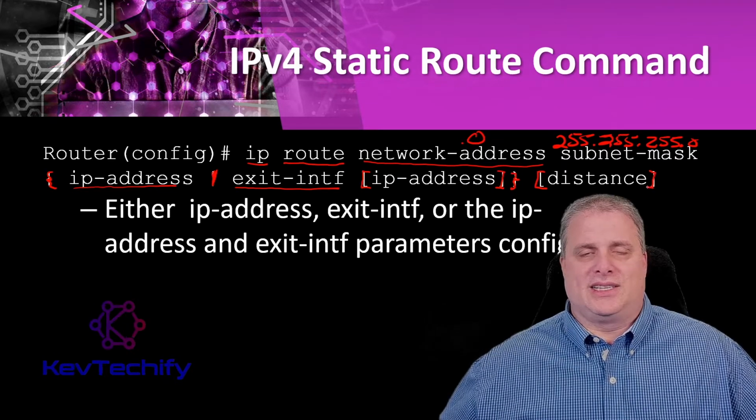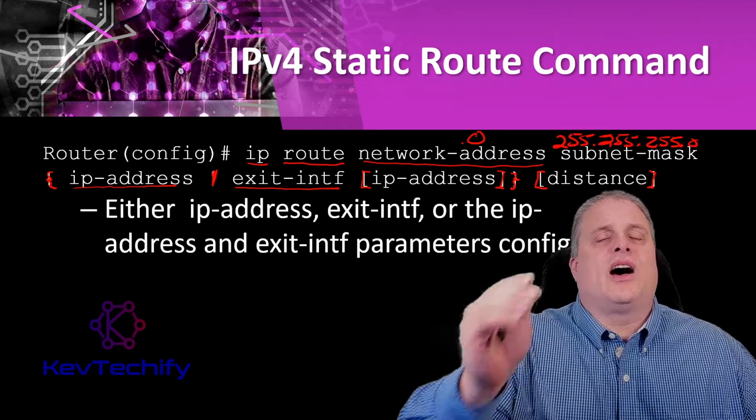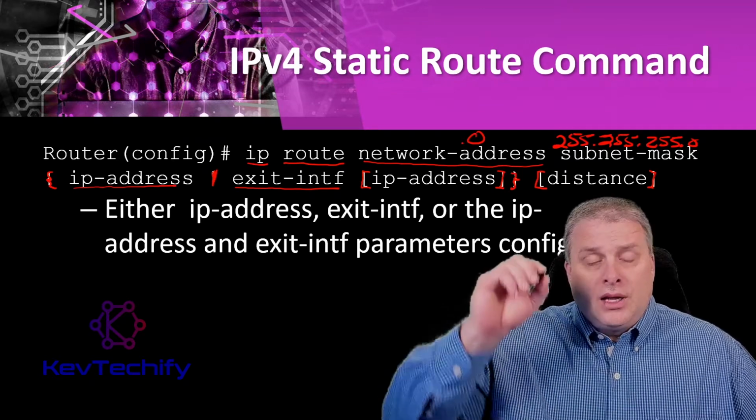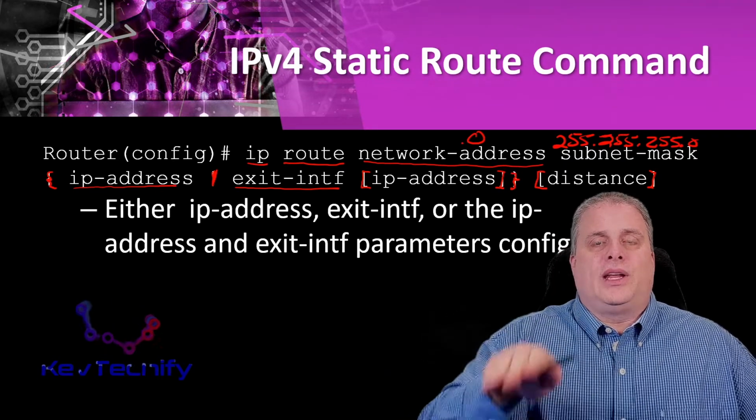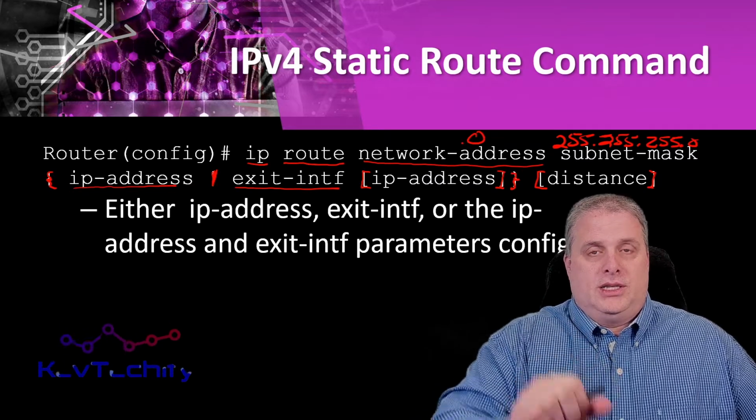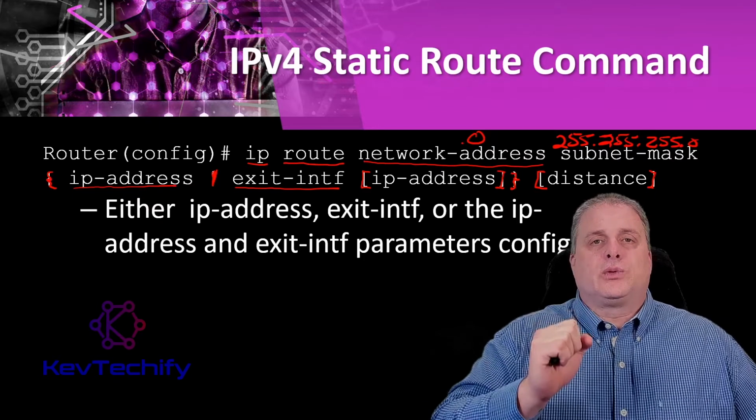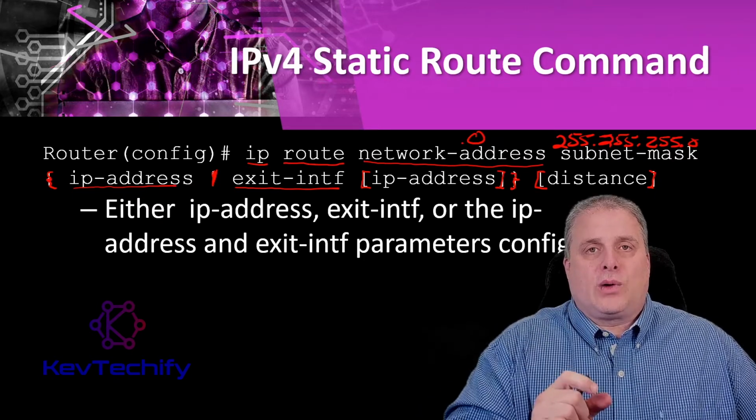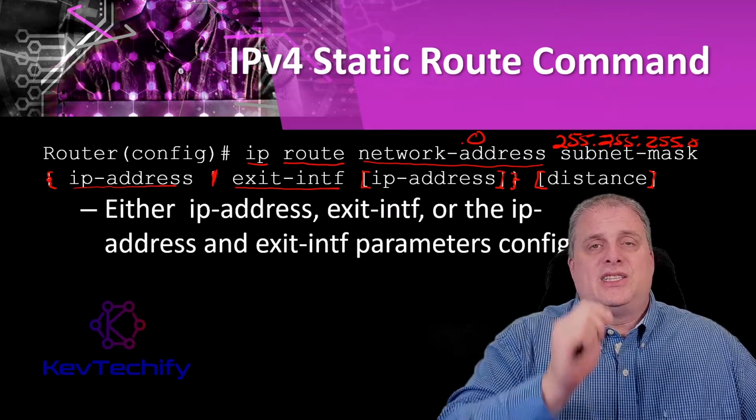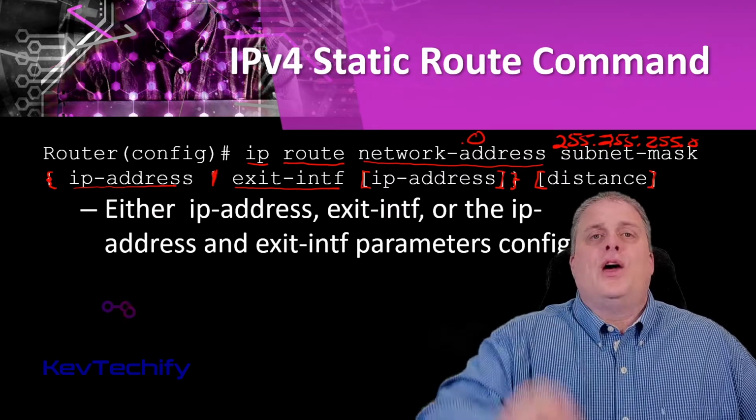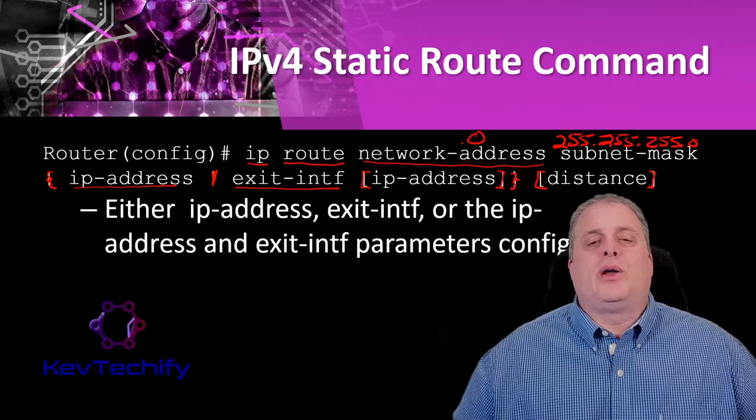This is the distance. This is the administrative distance. This is the trustworthiness of this connection. By default, if you don't put that in there, a static route gets a 1. 0 is a directly connected network. We trust that the most. The next one is a static route that gets an administrative distance of 1. Because you as the administrator set that up, we trust that above anything else, all the dynamic routing protocols.